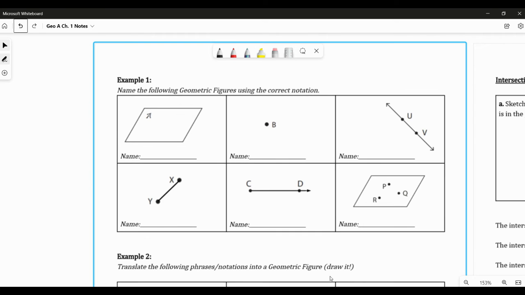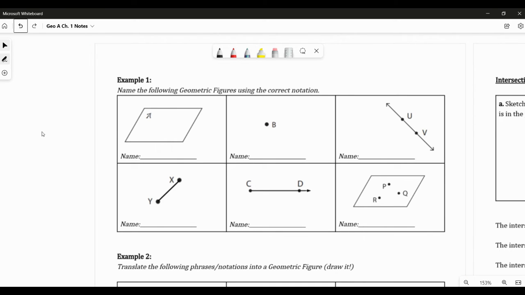Hello, everybody. Today we are going to be filling in our notes for section 1.1. This is in your packet. So this video is going to cover examples 1 and 2 in your Geometry 8 packet.